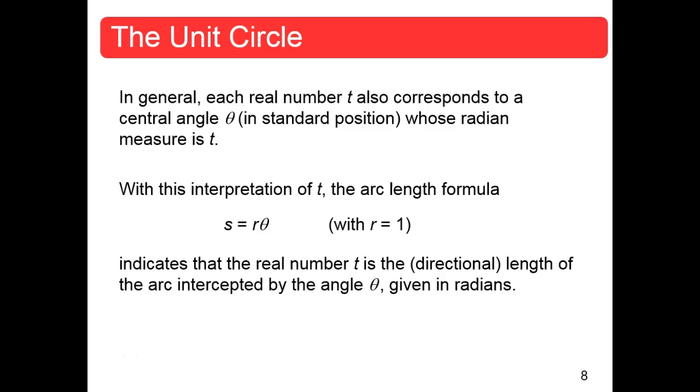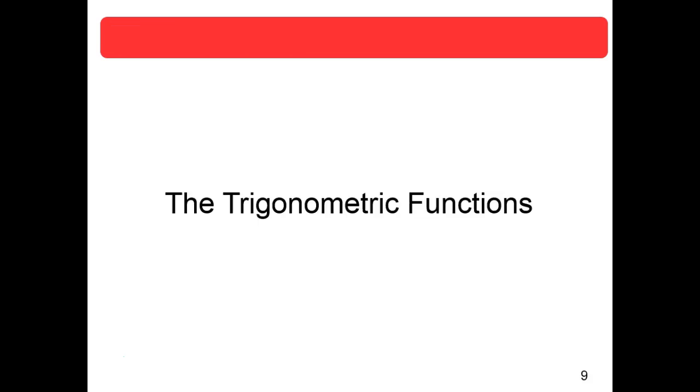So it indicates the real number t is the directional length of the arc intercepted by the angle theta. That's what I was pointing out. I wasn't pointing out that t was the same as s, but indeed it is, when you have a radius of 1. All this is on the unit circle, radius of 1. That's all we have there. Now let's move to trigonometric functions.